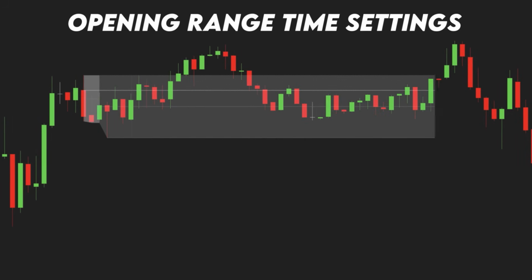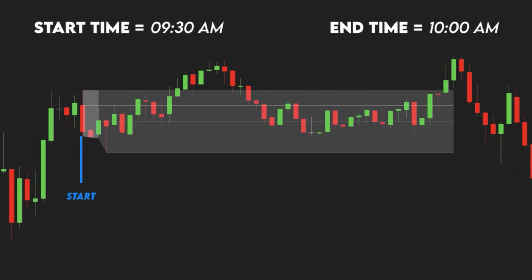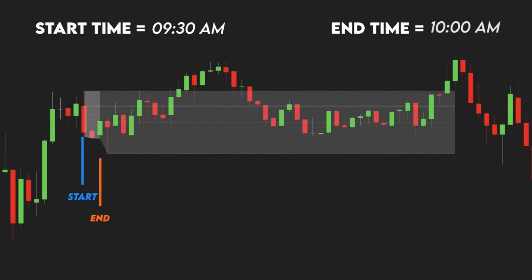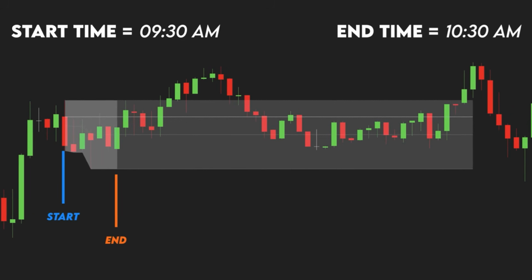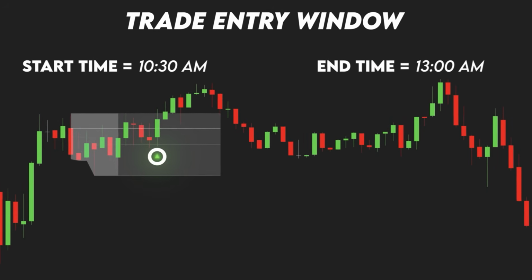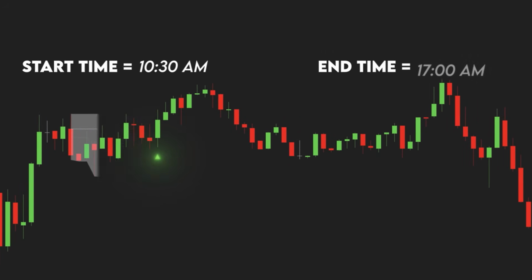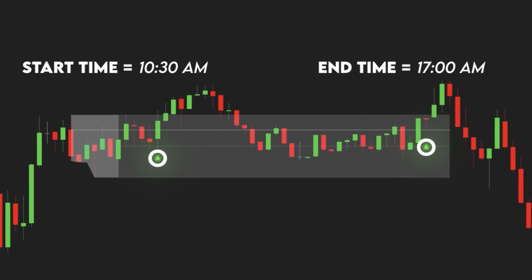The opening range is defined by a configurable time window. You can adjust the start and end time depending on your market or trading session. The trade entry period can also be limited by time. This allows the breakout logic to be applied only within a defined interval.